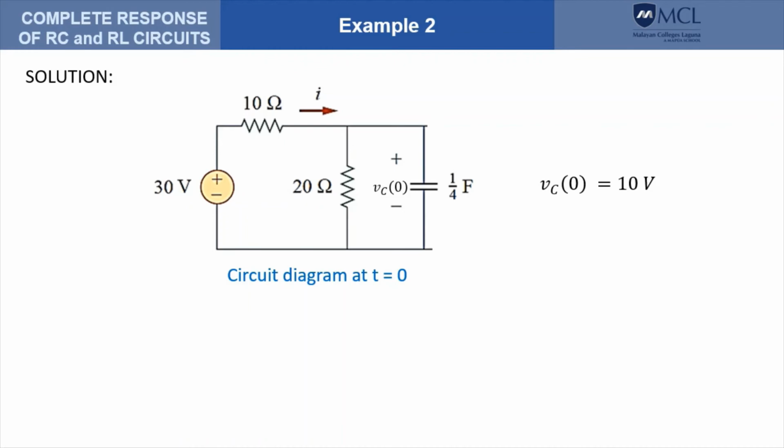So the question now is, what is this one? Take note that the current through the 20 ohms is the voltage across that resistance, which is also 10 volts because it is connected in parallel to the capacitor. So this current must be 10 divided by 20. So this is 0.5 amperes.